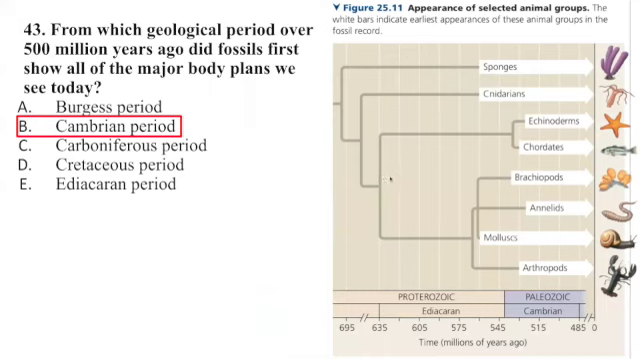43. From which geological period over 500 million years ago did fossils first show all of the major body plans we see today? And so this is the Cambrian period, if you remember the Cambrian explosion. I'm not going to go through all the rest of these, but if you need to brush up on this, it's Campbell chapter 25.